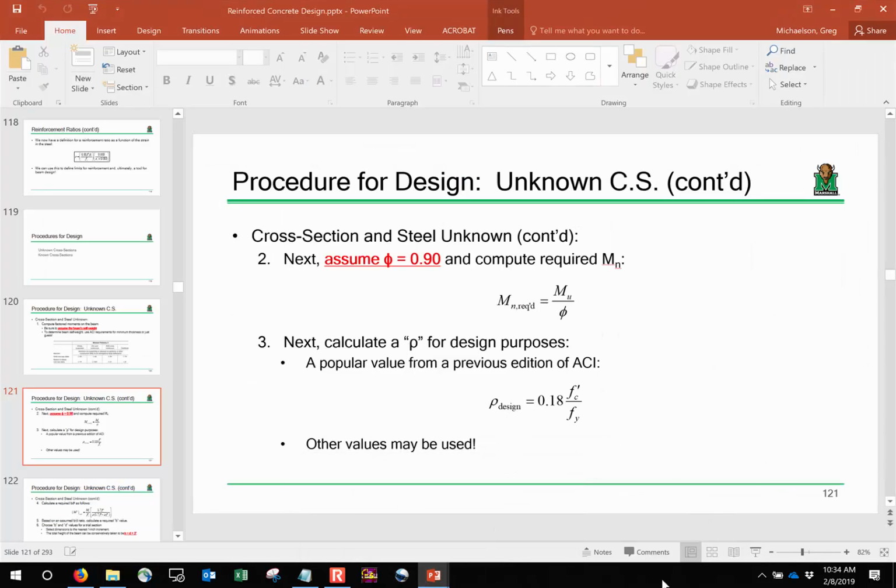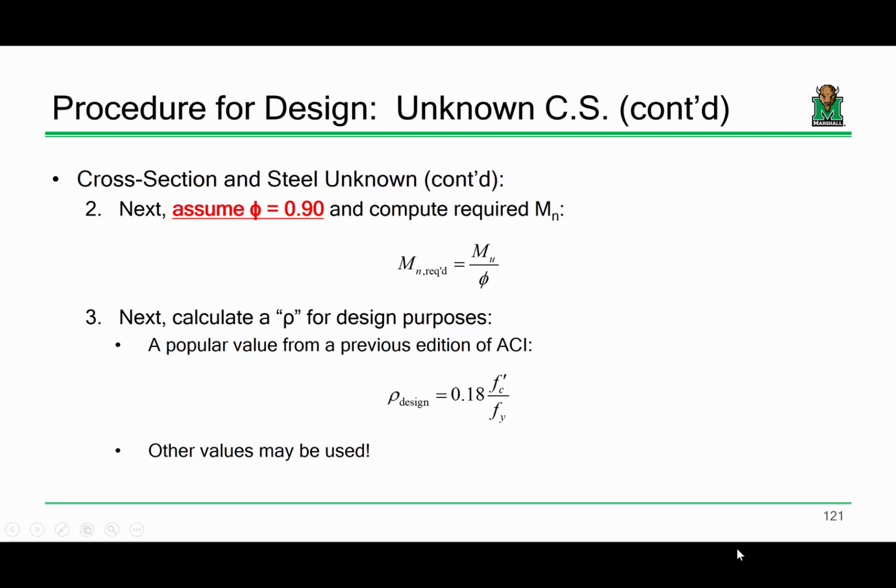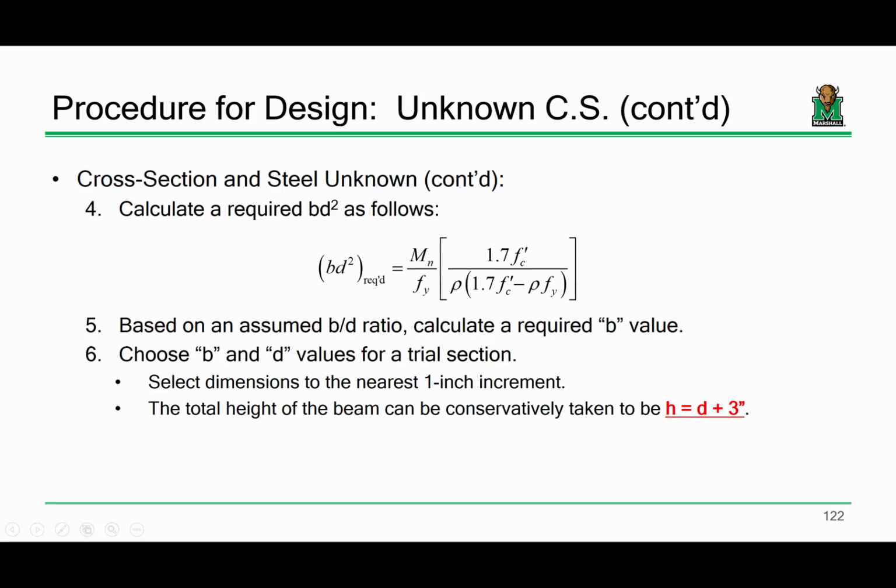All right. So where was I? Okay. So we got an Mn. We got a rho value. We compute our BD squared. So BD squared is sort of like a measure of how big the beam needs to be. And then we pick B and D values based on our ratio. Now, in design mode, we're going to have a width of the beam and an effective depth. But we do kind of need to know the height of the beam.